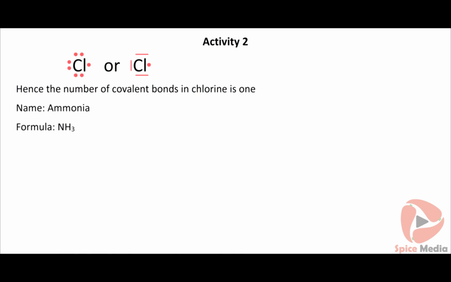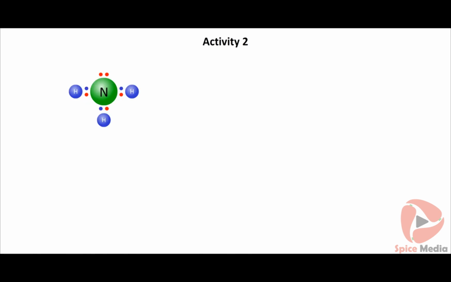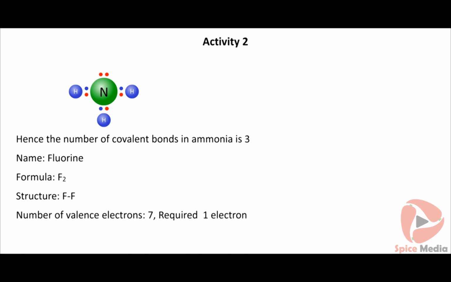Name: ammonia, formula NH3, structure, number of valence electrons: N 5, required 3 electrons; H 1 valence electron. The Lewis formula for ammonia is shown, hence the number of covalent bonds in ammonia is 3. Name: fluorine, formula F2, structure F-F, number of valence electrons 7, required 1 electron. The Lewis formula of fluorine is shown, hence the number of covalent bonds in fluorine is 1.